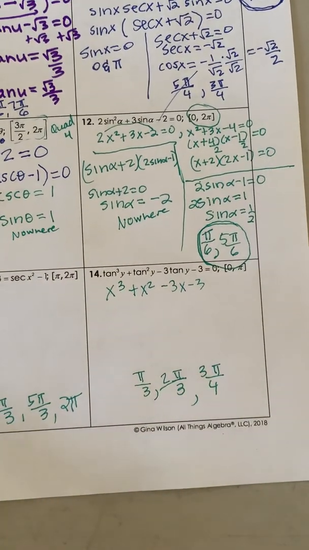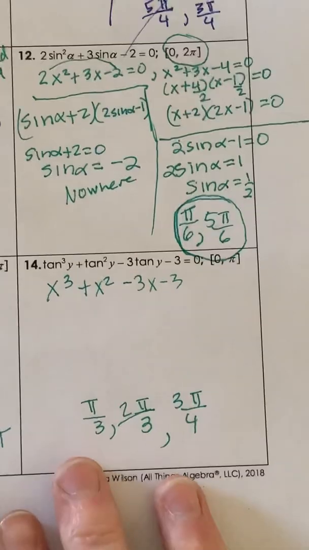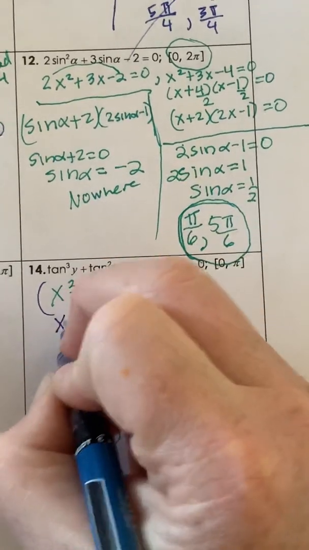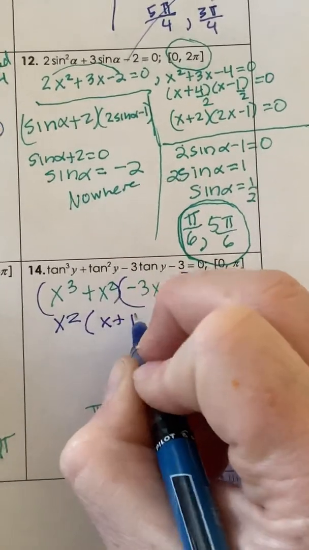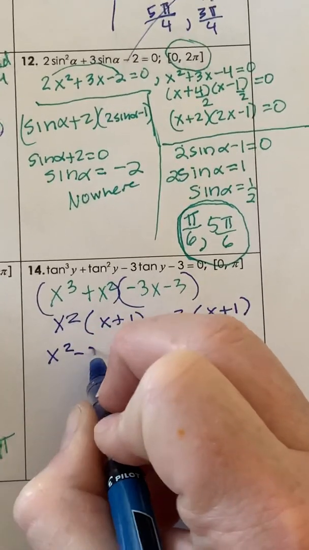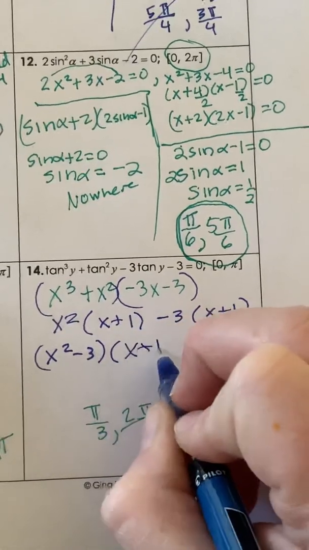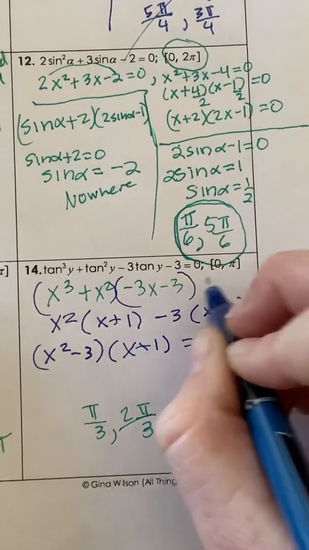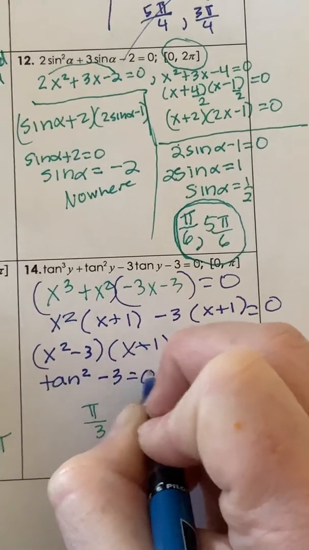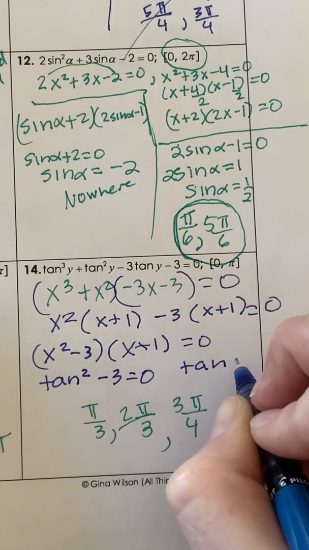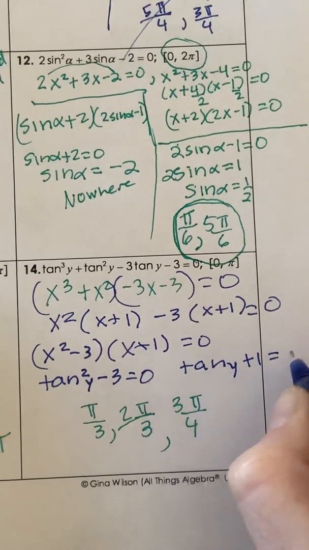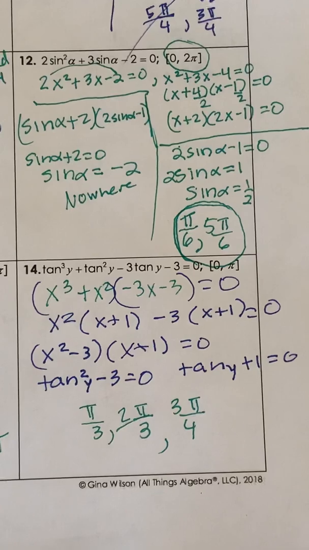Okay, but if I let the tans be x, I factor by grouping here. So it'd be x squared, x plus 1, minus 3. So this would be x squared minus 3, x plus 1. So you'd have tan squared y minus 3 and tan y plus 1. Okay, so now see if you can get these answers.